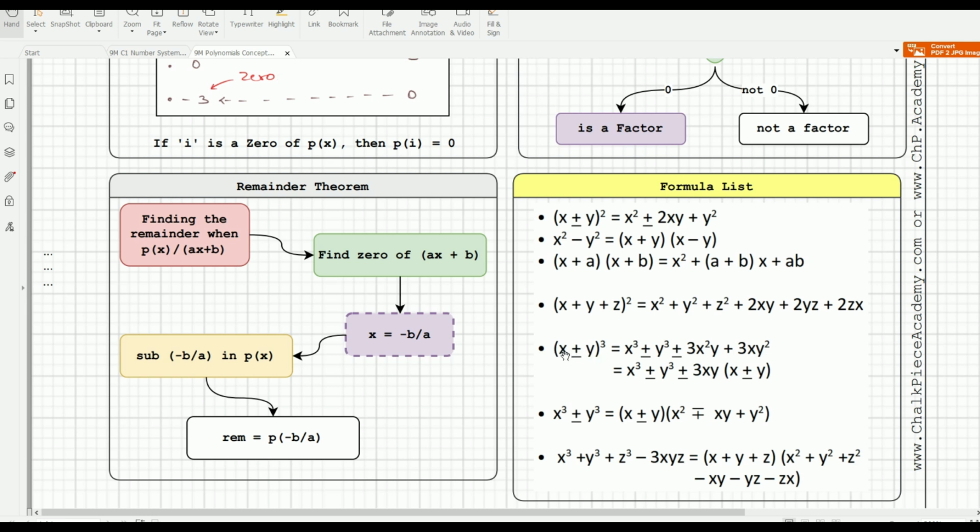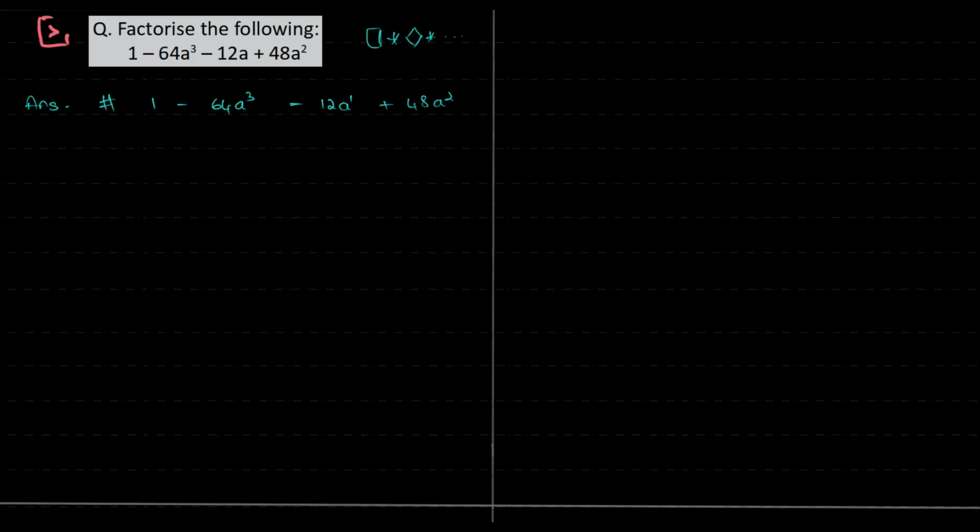So a plus or minus b the whole cube is so on and so forth. So a plus b the whole cube is a cube plus b cube plus 3a square b plus 3ab square. But we have negative terms, so it has to be a minus b the whole cube. That would be a cube minus b cube minus 3a square b plus 3ab square. Okay, so that's the identity it's related to. That's how you should decide.